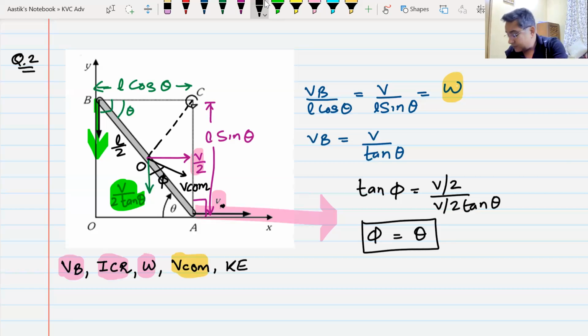I have told you the way to find the velocity of the center of mass. From there, you can find the kinetic energy. The other thing is what angle this velocity makes. So you must know that the velocity is v by 2 in the x-axis and v by 2 tan theta in the y-axis in this case. And the angle that this velocity makes with the y-axis is the same as the angle that the rod makes with the x-axis. Do we get this? Yes. So this is all that they can ask in this particular question.